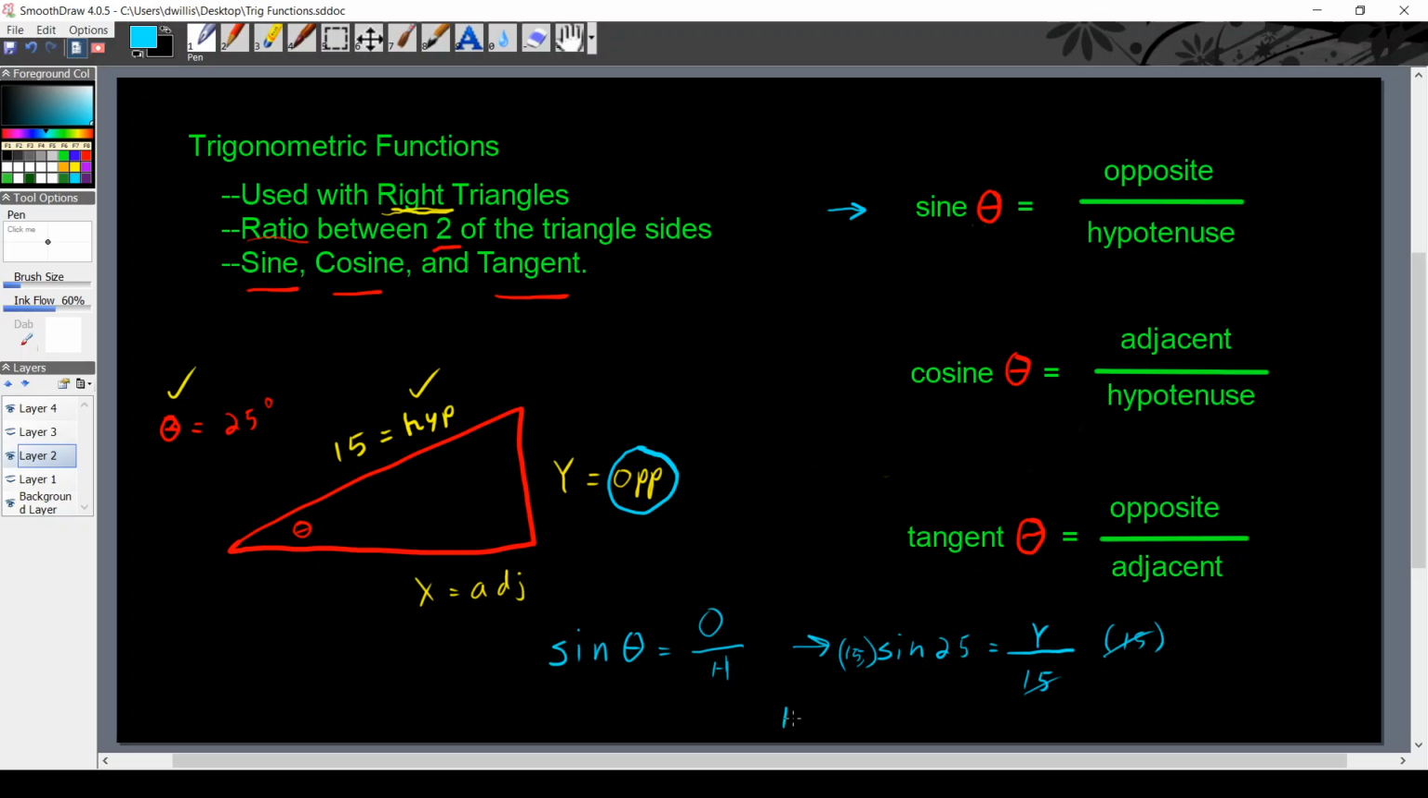So I'll rewrite that. 15 sine theta equals y. And you can actually take a moment, just type 15, hit the trig function button and find sine, and then type in, instead of theta, the value that we have. Let's put 25. So 15 sine 25, and that will give you a number.